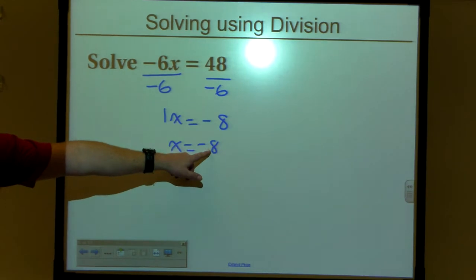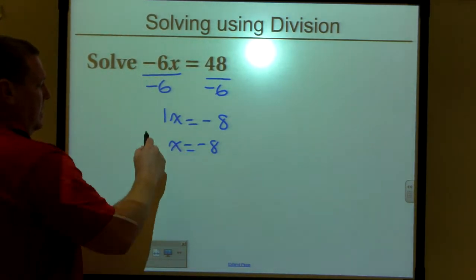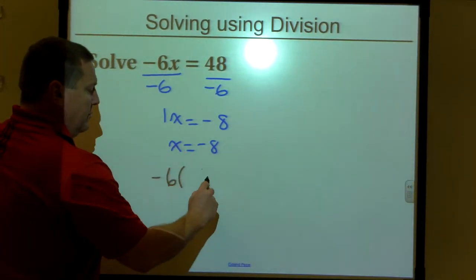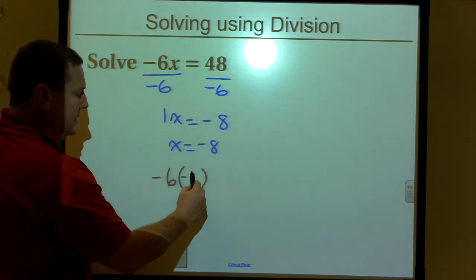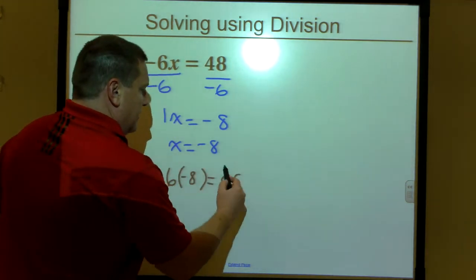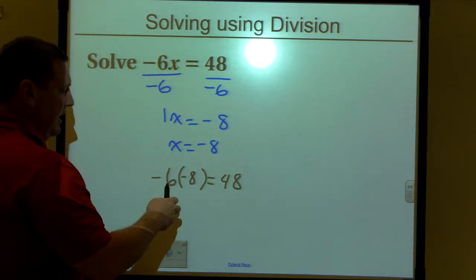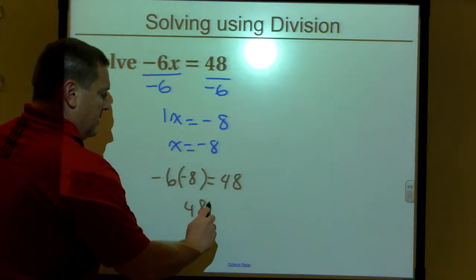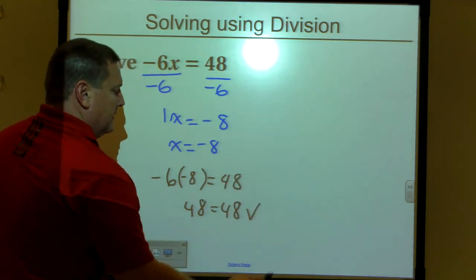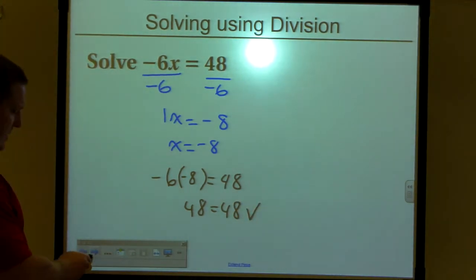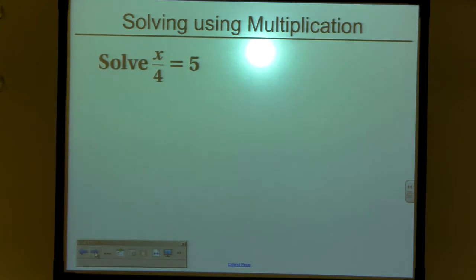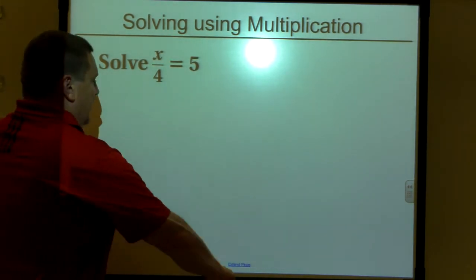And what we need to do to make sure that we got it right is to take this x out and substitute negative 8 in its place. Negative 6, make sure you put parentheses here, especially when you're multiplying. Put the negative 8 inside. Equals 48. Negative times negative, that's 2 negatives, which is an even amount, which gives you a positive. 6 times 8 is 48. Checks out.